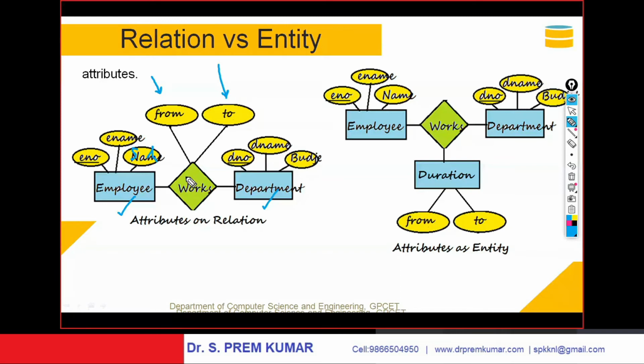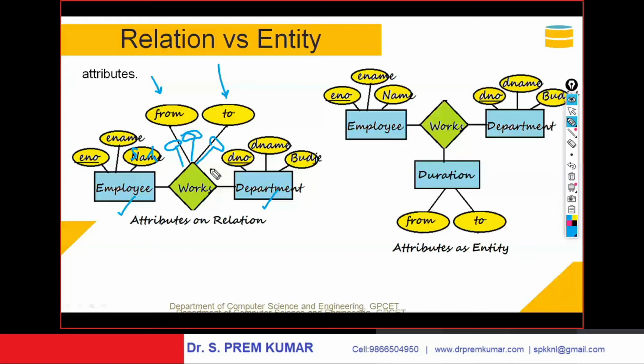Now the point is, if these attributes increase, in this example there are only two attributes. Sometimes you will get more attributes. This is another attribute, this is another attribute. You will get a hell of a lot of attributes. If attributes are increasing on the relationship set, listen carefully, then better you create a new entity set with the attributes which are depicted for the relationship set.